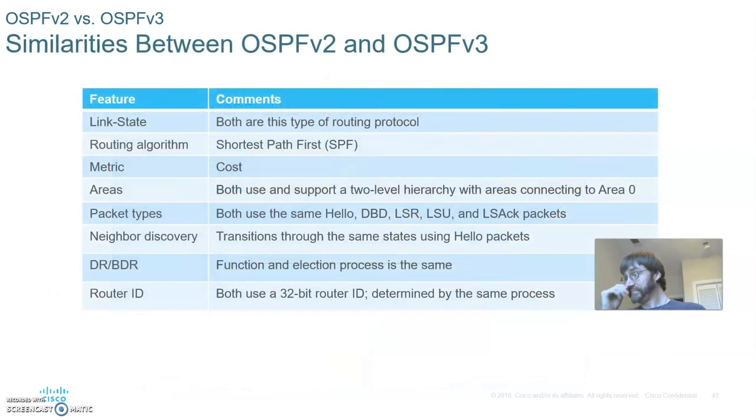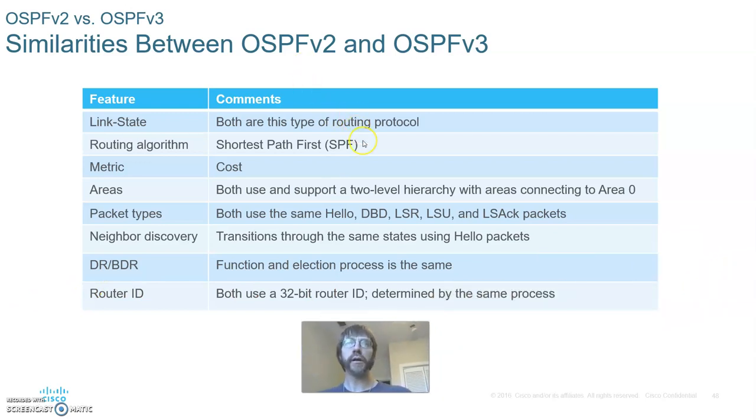Like we said, they are both link state routing protocols. They both use Dijkstra's algorithm, the shortest path first algorithm. They both still use cost as the metric, and that's accumulated exit interface cost on the basis of speed or bandwidth. They both support single and multi-area. Multi-area is still hierarchical. They use the same kind of packets, the same kind of neighbor discovery, the same kind of DR, BDR election process, which we'll see in more detail in Chapter 10, the same router ID.